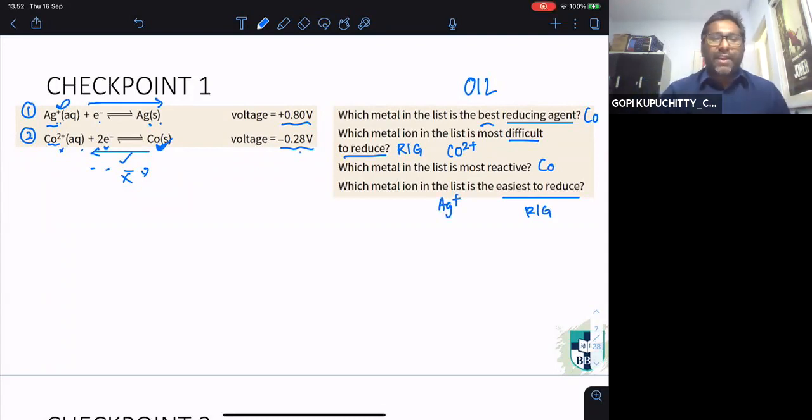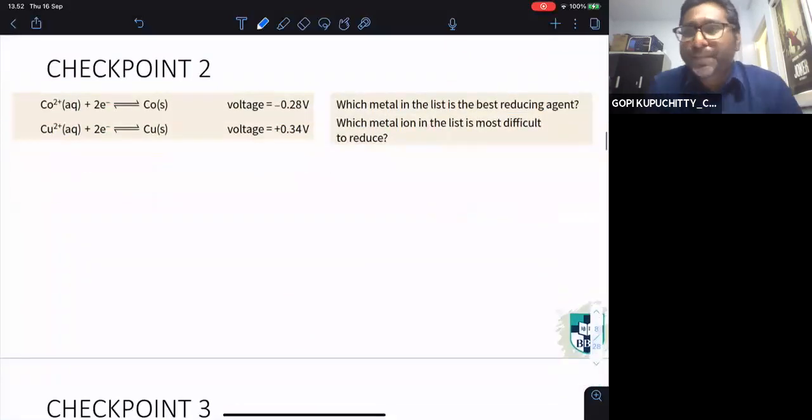Mr. Gopi, very, very fast. I don't understand a single thing. It's okay. We go to checkpoint 2. Similar way, similar questions also.